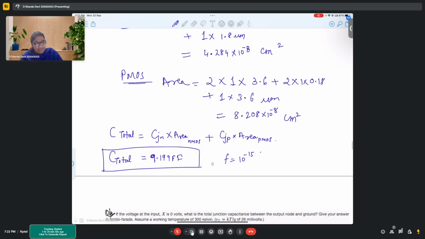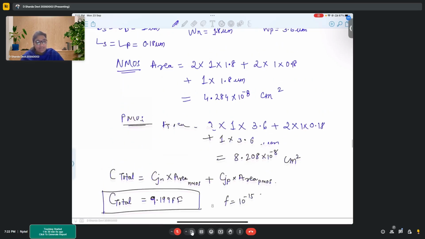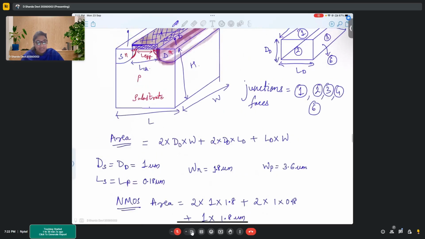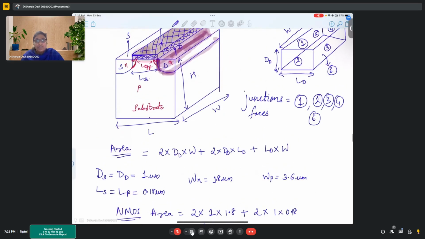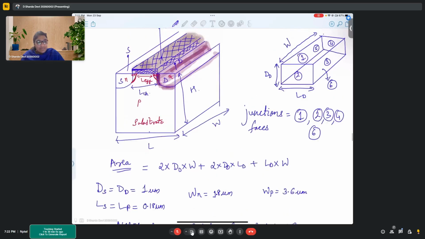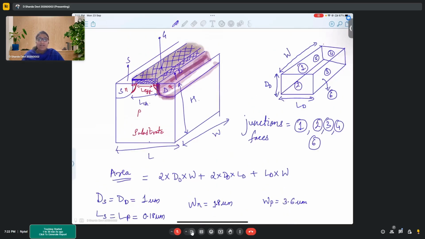Is this clear? How we deal with the junction capacitance, with junctions, to consider everything? Yes, ma'am. So whenever this type of problem is there, if it is hard to visualize, please try to draw them. First draw them in 3D and then visualize what are the things happening, which faces to consider, which not to consider. Okay?